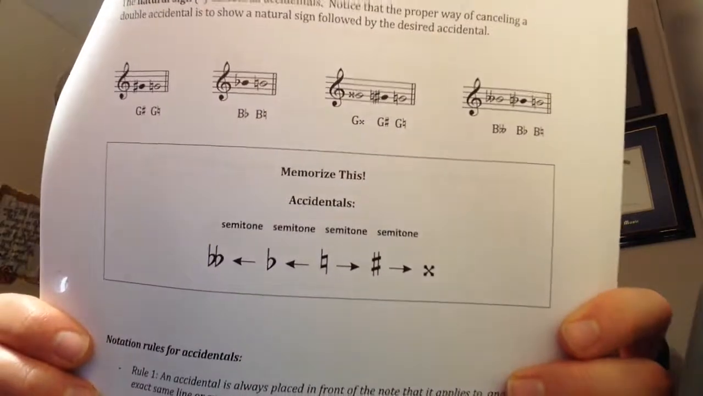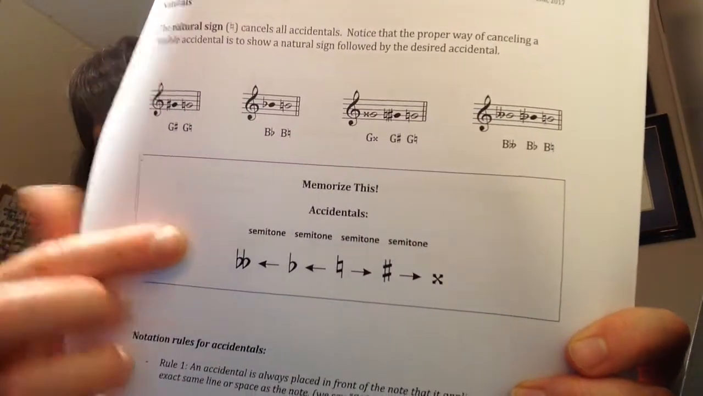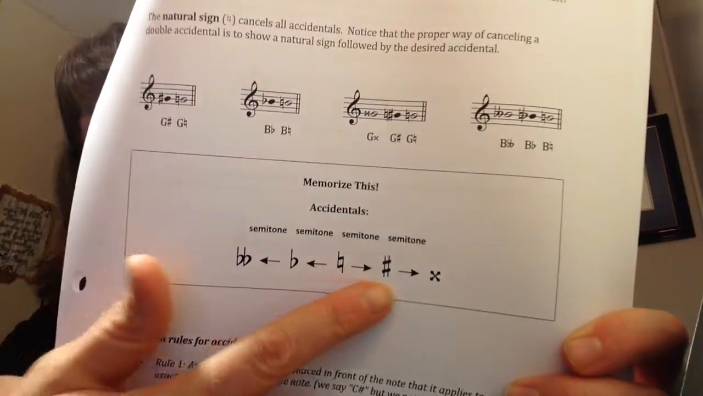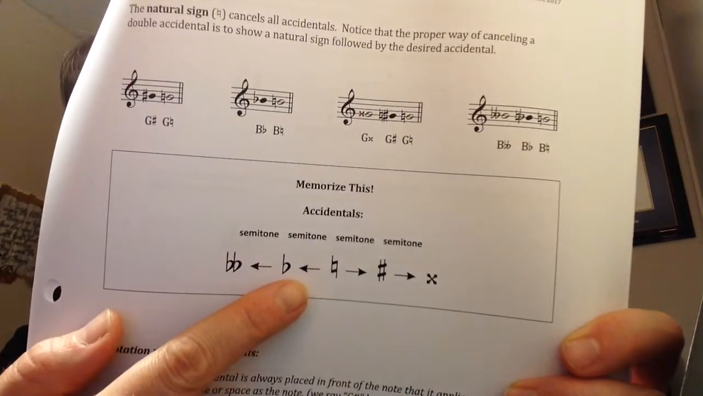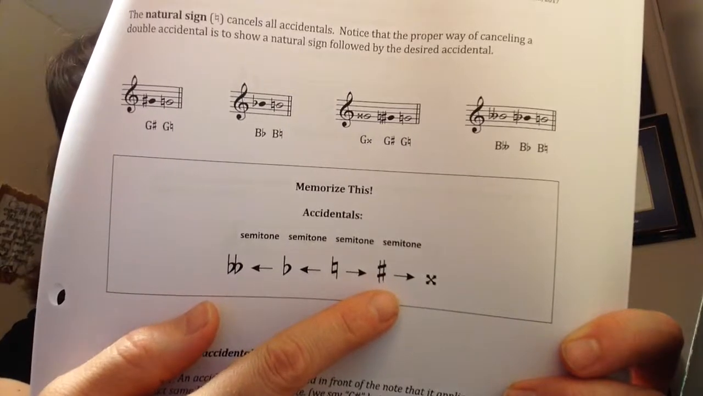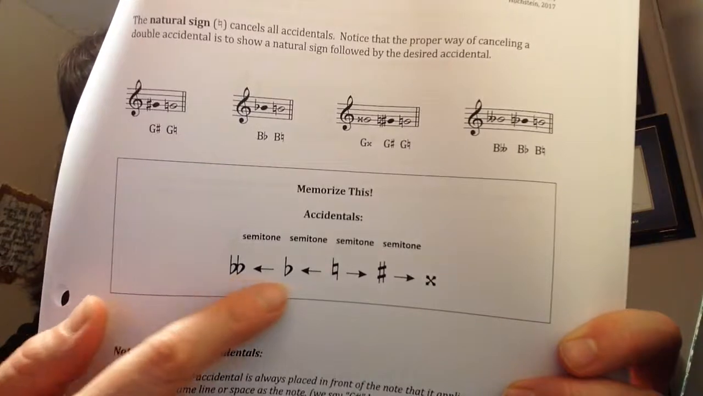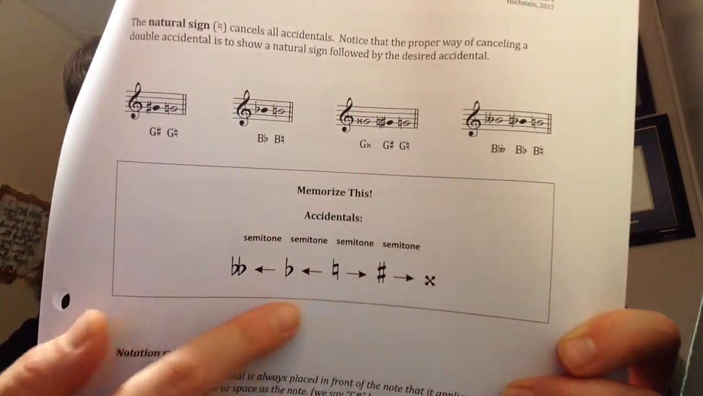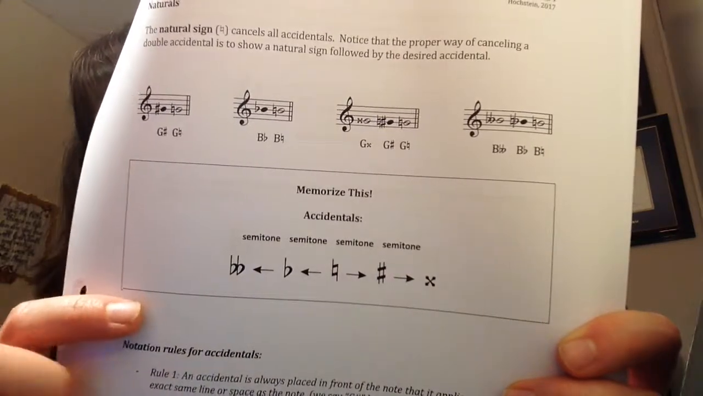On page 8, I'm going to try to put this up to the screen. There is a handy chart here for you to memorize. Memorize this, accidentals, and it shows you from the lowest to the highest. So this is a whole step below the given note, a half step below the given note, half step above the given note, and a whole step above the given note. So we have 5 variations that you might see just on one note that's notated on the page.